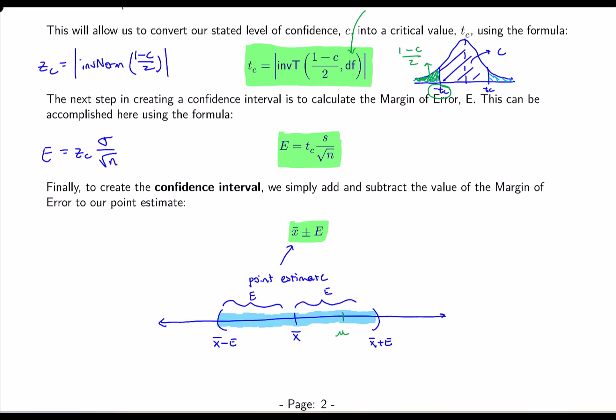So we're doing the same thing. The only difference here is that we are using the t-distribution to come up with our critical value instead of the normal distribution. So let's take a look at some examples.